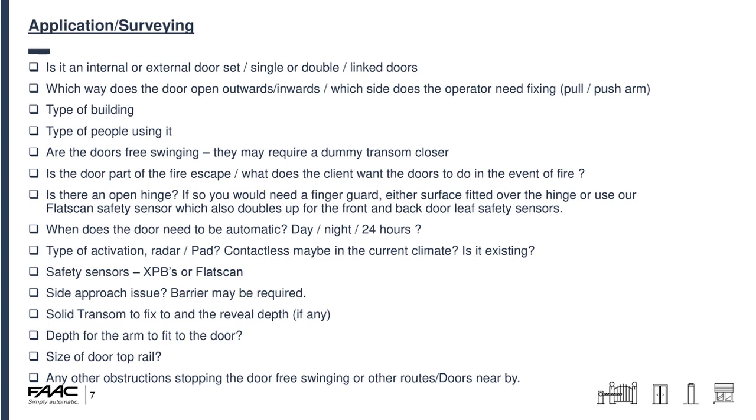The top rail of the door is important. If it's an aluminium or timber door, we normally recommend it be at least 75 mm in depth to make sure there's enough space to fit the arm and also the safety sensors. Sometimes you'll get a very thin top rail and there won't be. You may have to put some form of fixing plate above the door. Also check for any other obstructions stopping the door free swinging.